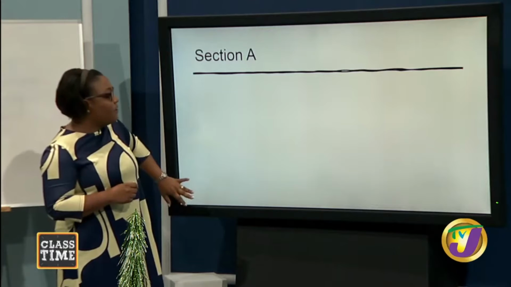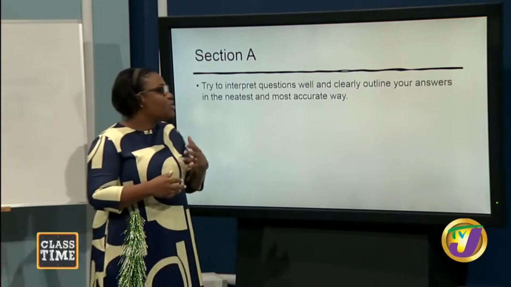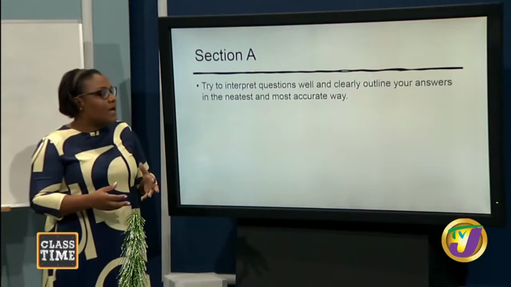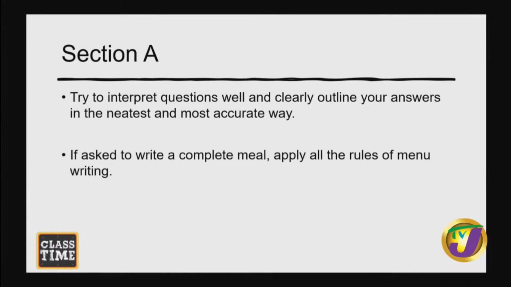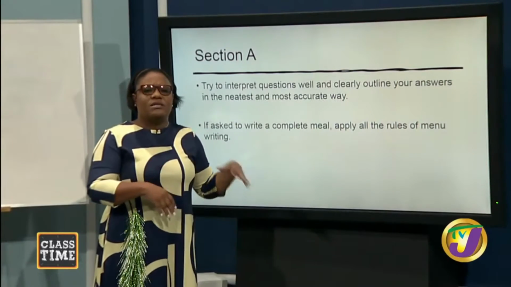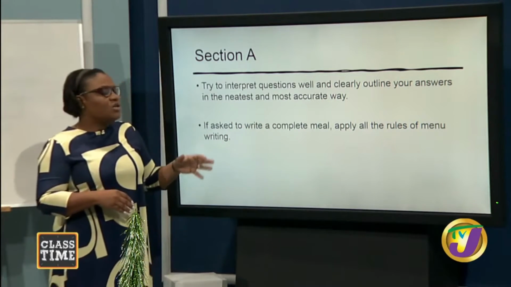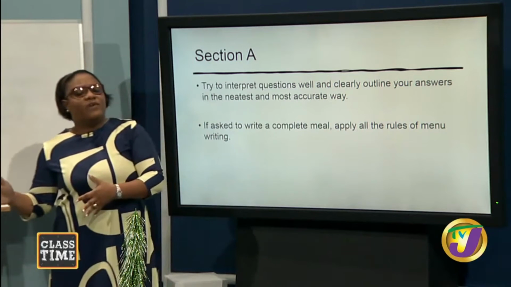Now, section A, you try to interpret the question well and clearly outline your answers in the neatest and most accurate way. I mentioned that earlier. And in the most accurate way, meaning that you give the accurate registration number, the accurate center number. The center number is unique to that center. So you cannot say you're at this center, which I will elaborate on later in the presentation. You can't say you're at this center and put a completely different center number.